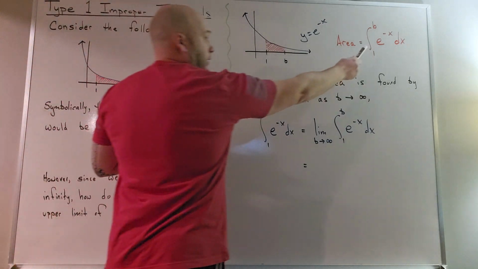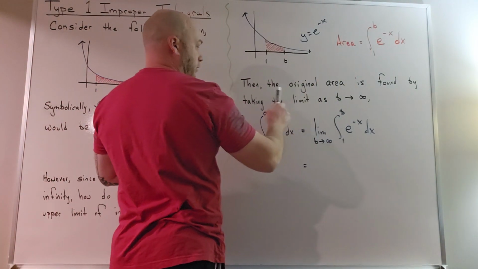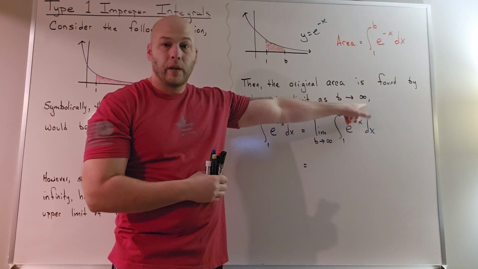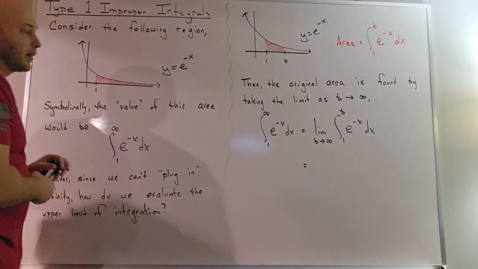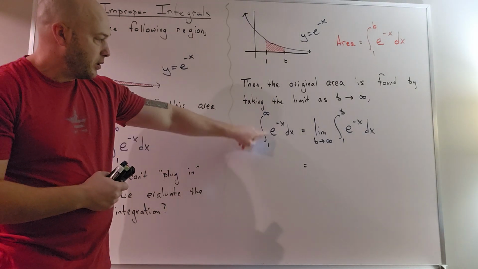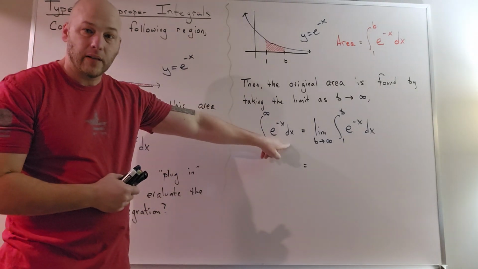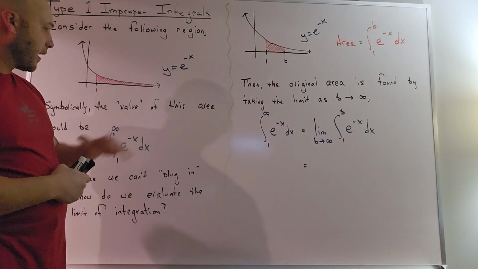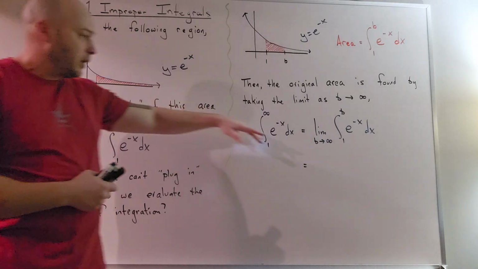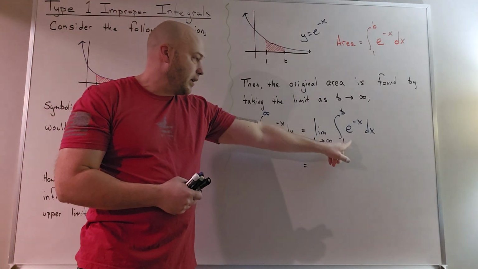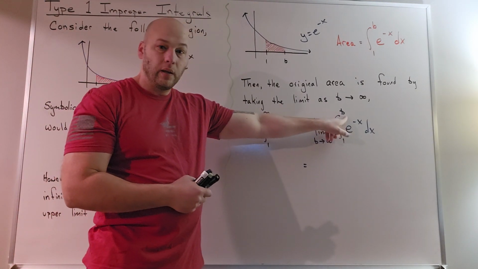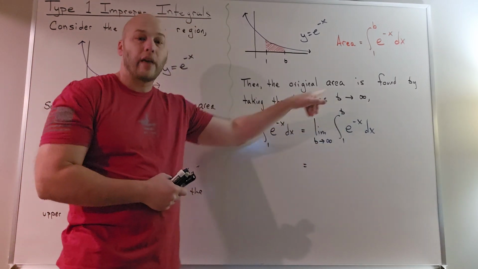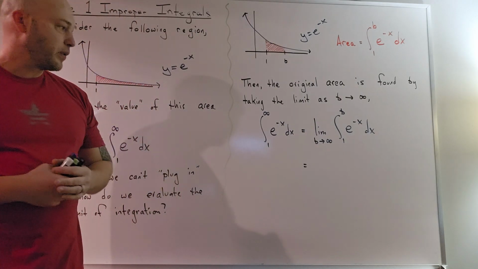In other words, I just take this area after I compute it, and then to get this original area, I take the limit as b goes to infinity. Now let's summarize that symbolically. The integral from 1 to infinity of e to the minus x dx, this original infinitely long strip, the value of that region is given by, well, I take this integral from 1 to b, but then I take the limit as b goes to infinity. So I compute the integral first, then I take a limit of it. Let's walk through that computation.